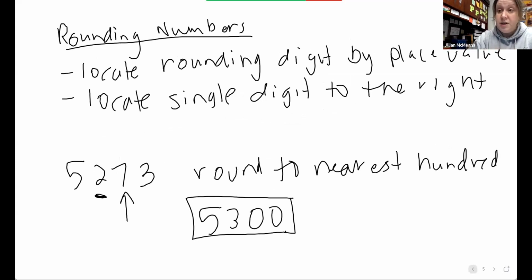The most important digit is really the one to the right of that. It tells you whether you round up or down. If that digit to the right of the rounding digit is 5 or greater, you add 1 to the rounding digit. Everything after that becomes a 0 if you're rounding before the decimal place. If you're rounding after the decimal place, everything after the rounding digit just gets chopped off.